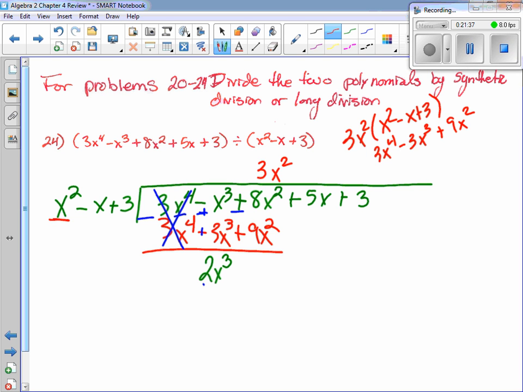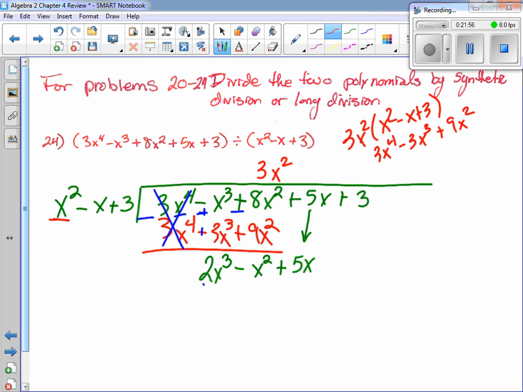8x squared minus 9x squared would be negative x squared. And we drop down our next term. Any questions on any of this here so far? Now we repeat the process.